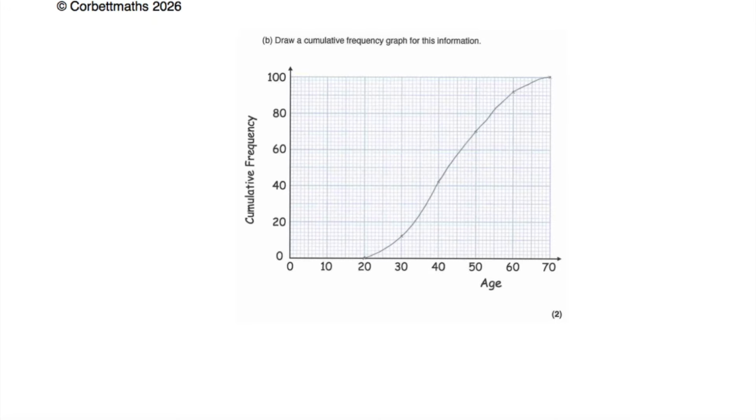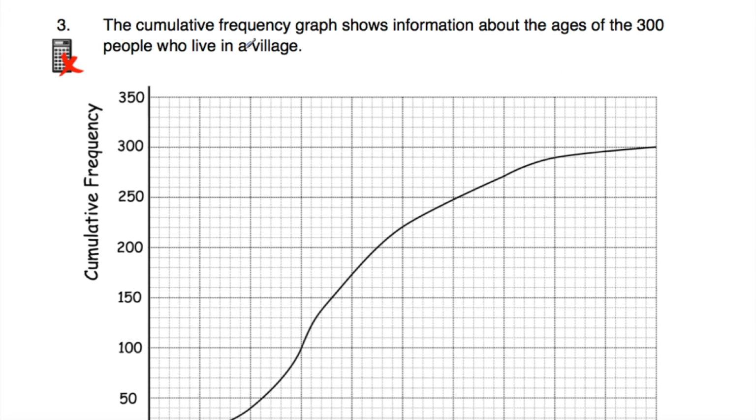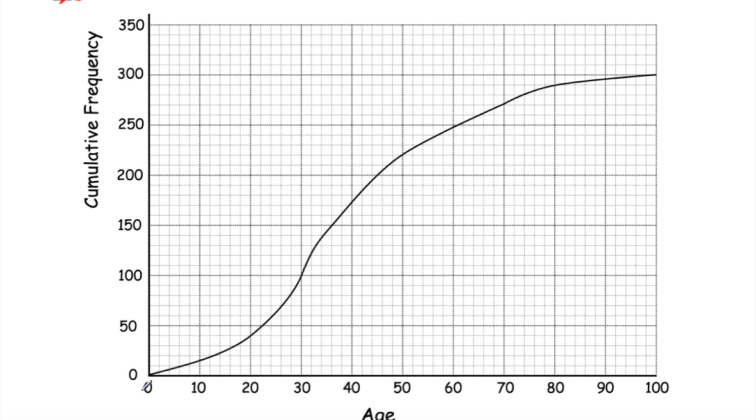Okay, let's look at our next question, question number 3. So question number 3 says, the cumulative frequency graph shows information about the ages of 300 people who live in a village. So we've got this cumulative frequency graph and it goes from 0 years to 100 years. And the cumulative frequency does go up to 300. So all the people in the village are aged 100 years or younger. There's no one aged over 100 in this particular village.